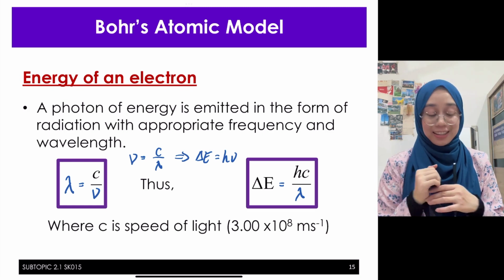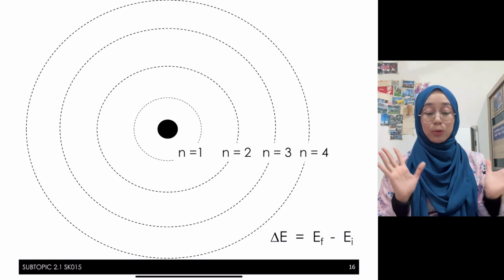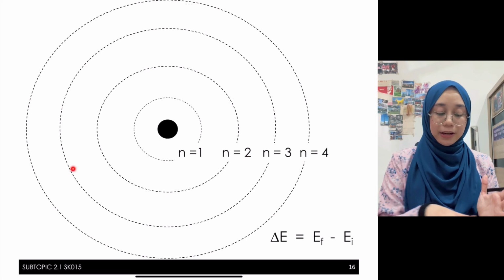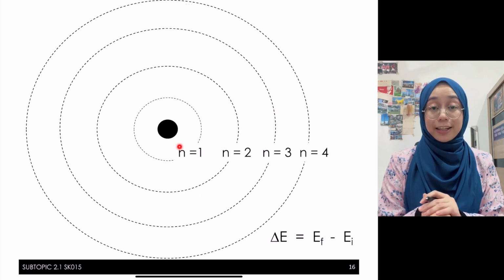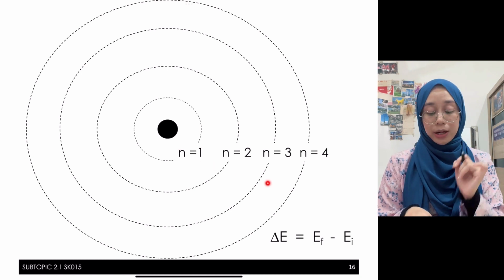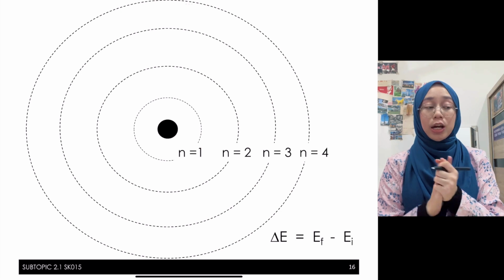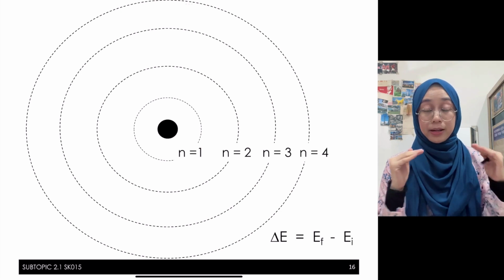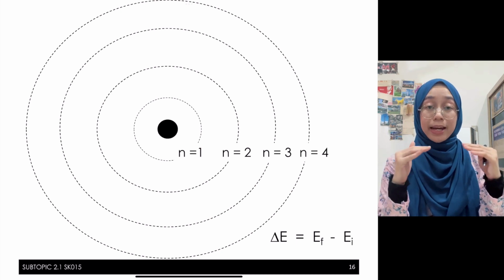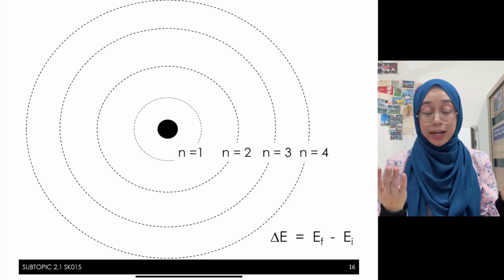meter per second. Alright, so kalau kita tengok Bohr's atomic model kat sini, setiap satu orbit ada energy level dia masing-masing. Yang paling dekat dengan nucleus, n equals to 1, followed by n equals to 2, n equals to 3, n equals to 4. So let's say electron berada dekat n equals to 1. Dekat ordinary condition dia berada dekat lowest energy level, ataupun kita panggil ground state. So dia dekat n equals to 1.